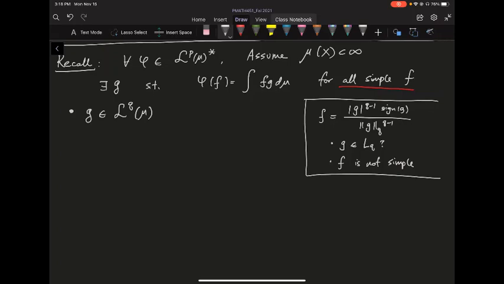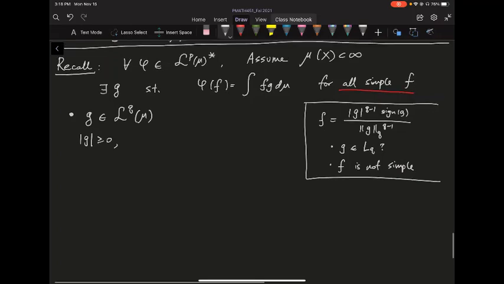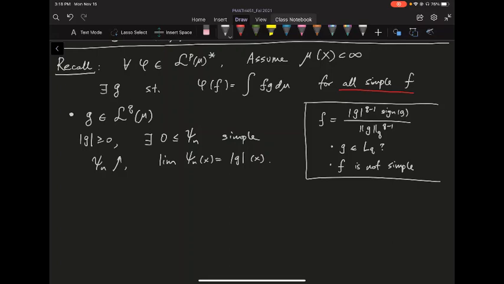To show g is inside LQ, I basically need to show the absolute value of g is inside LQ. The absolute value of g is greater than or equal to 0. g is the Radon-Nikodym derivative, so g is measurable, and the absolute value is also measurable. So I can pick some increasing sequence of simple functions that converge to the absolute value of g from below. There exist some, let's call them psi n. They are simple functions, they are increasing, and the pointwise limit of these psi n of x is equal to the absolute value of g of x.